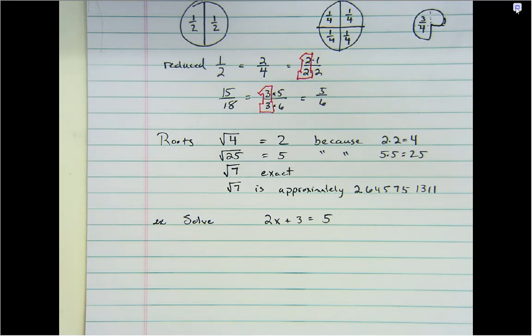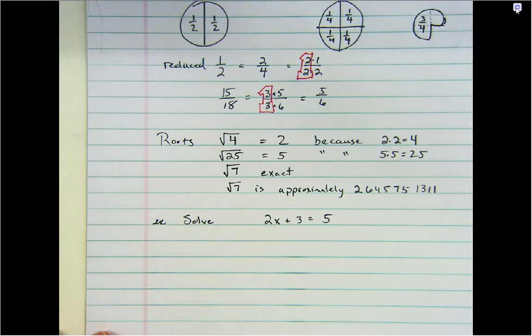So we're going to solve 2 times x plus 3 equals 5, and that just means finding the number that x is that makes the equation true. What would you do first if you're solving this? Anyone remember? Let's see ahead.